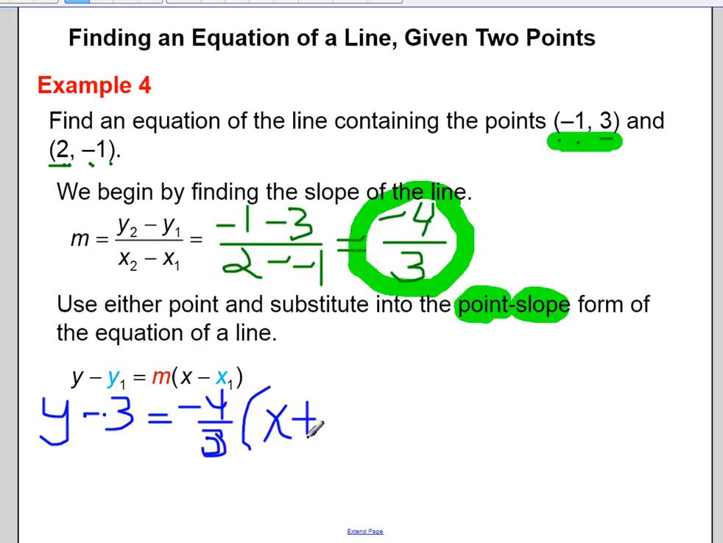x minus -1 is the same thing as x plus 1. So you can leave your equation in this form, and again, this is point-slope form. If you were asked to write this in standard form or slope-intercept form, you'd have to do a little bit more algebra to rewrite the equation.